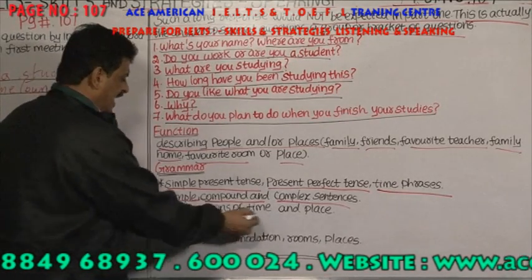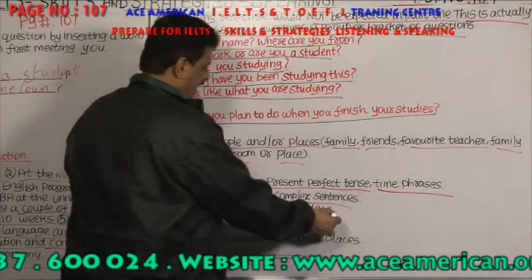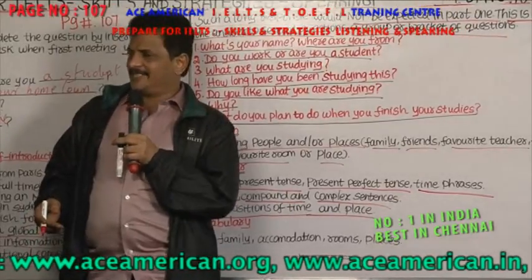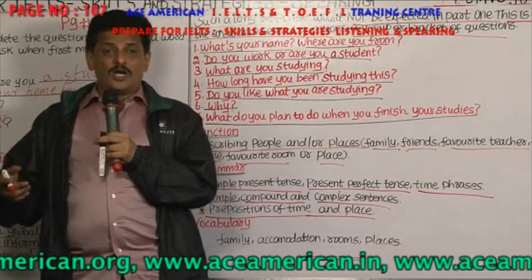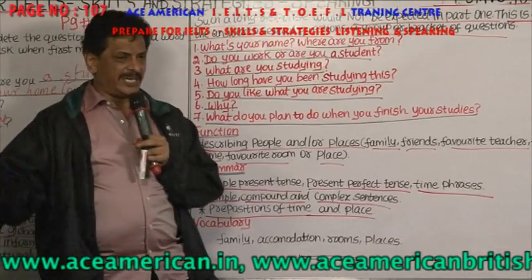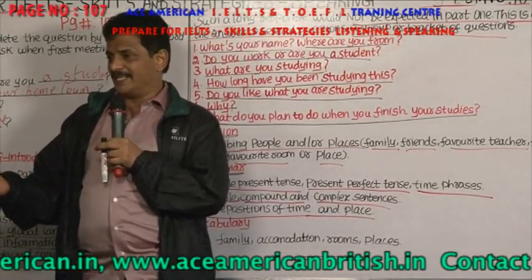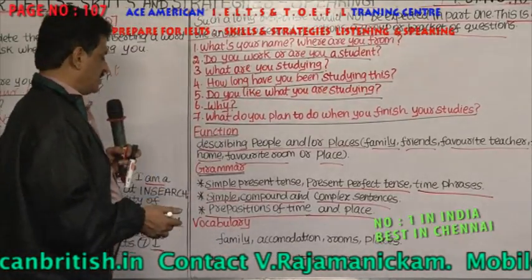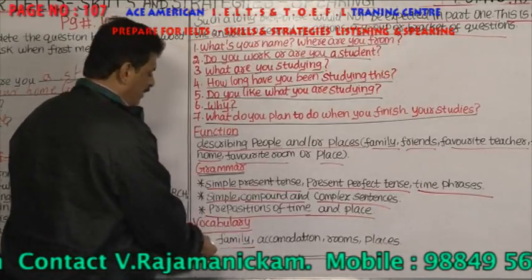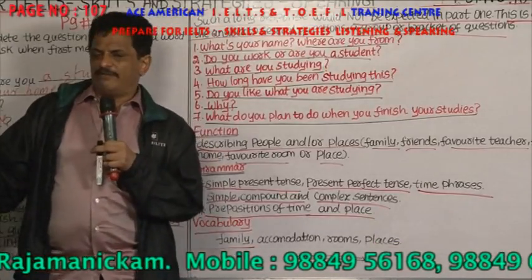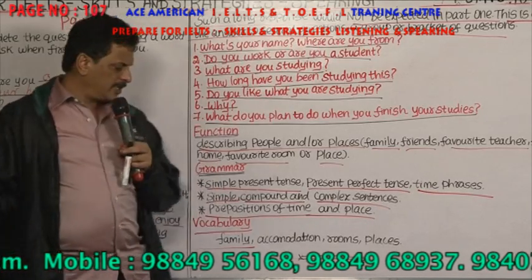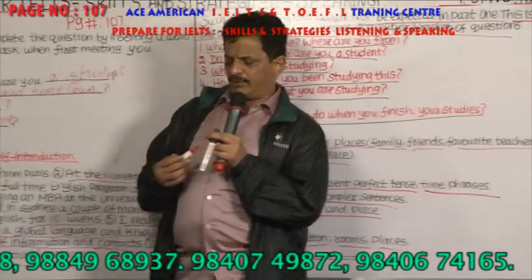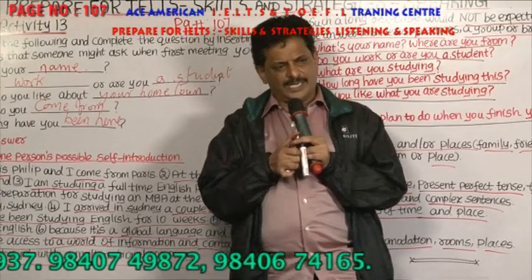So prepositions of time and place. What are the prepositions of time and place, sir? On Monday, in the month of July, at 5 o'clock. So on, in and at with the place. On the table. In with the place. In the room. At the corner of the road. So prepositions of time and place. Vocabulary for family. What are the vocabularies you can use? Joint family, extended family, nuclear family. So accommodation, rooms and places. So you should know the relevant vocabularies to be used at the time, right, sir?